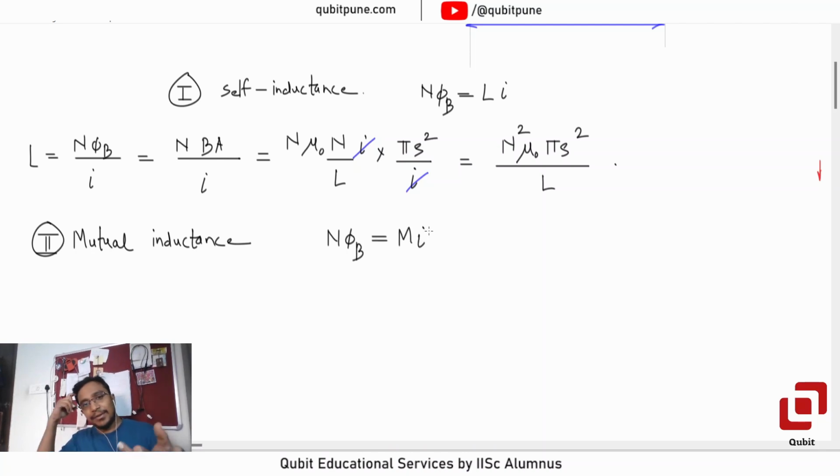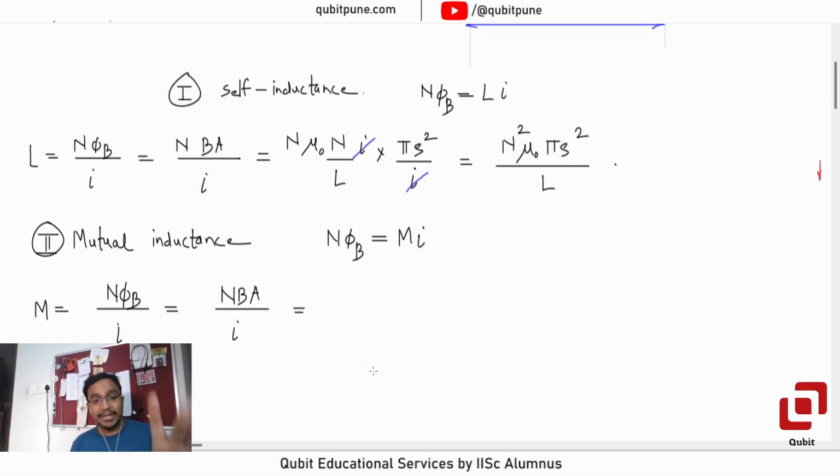And because the solenoids are identical, there is nothing to worry about the subscripts. Okay, so what is the mutual inductance now? N pi b by I. N is going to remain there as it is, and now comes the main part. Till N B A upon I, everything is same. Now pay attention. Let us keep this N as it is, let us keep this I also as it is, and let us keep that A part also as it is. That's pi rho squared.